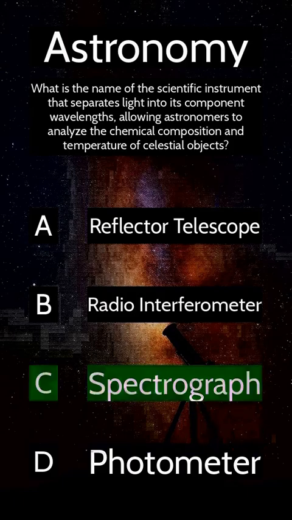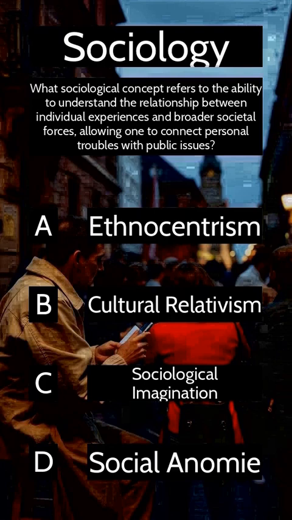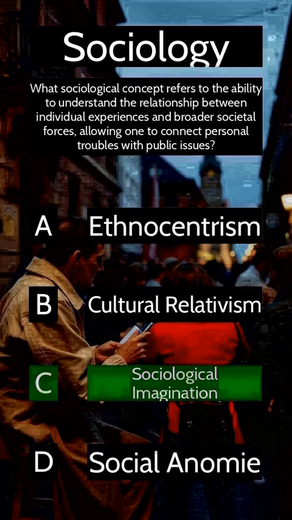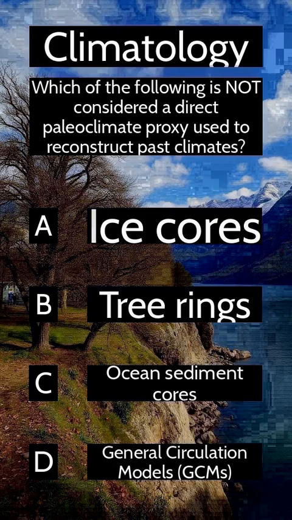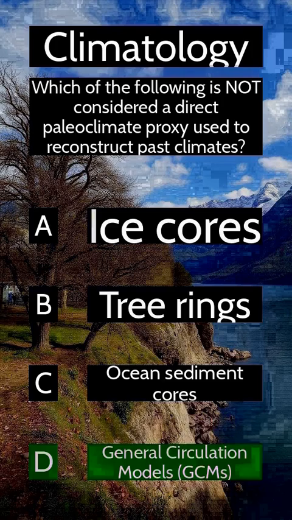Answer C. Spectrograph. What sociological concept refers to the ability to understand the relationship between individual experiences and broader societal forces, allowing one to connect personal troubles with public issues? Answer C. Sociological imagination. Which of the following is not considered a direct paleoclimate proxy used to reconstruct past climates? Answer D. General circulation models, GCMs.